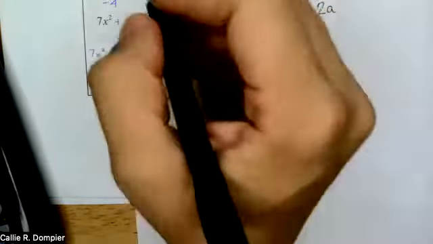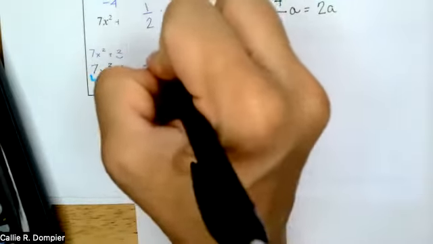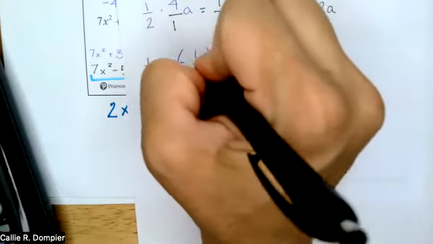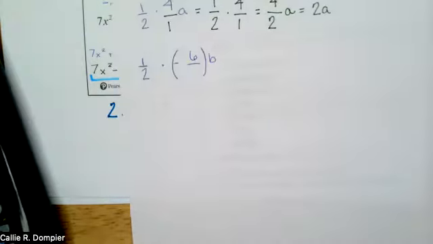Okay, and then we have 1/2 times negative 6b, right?